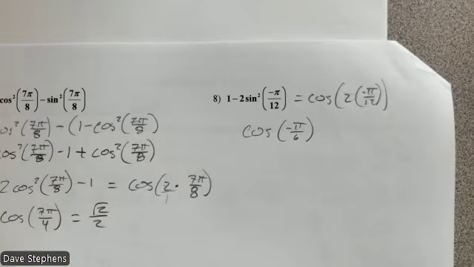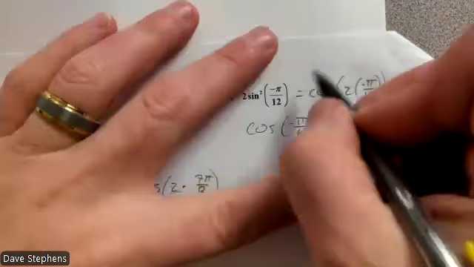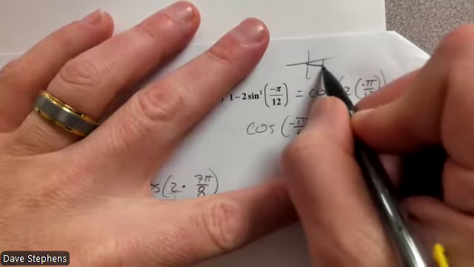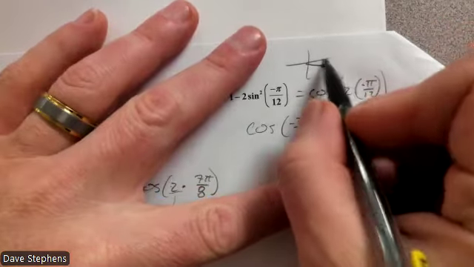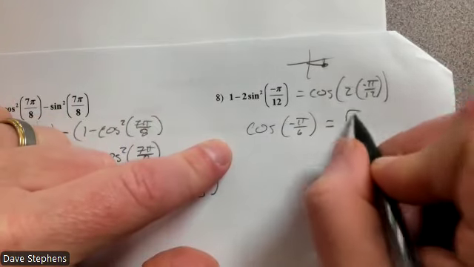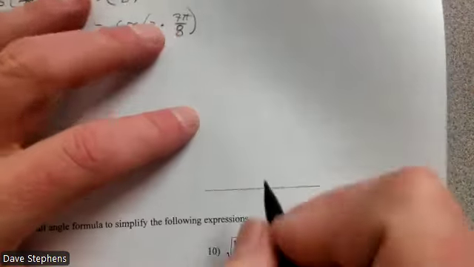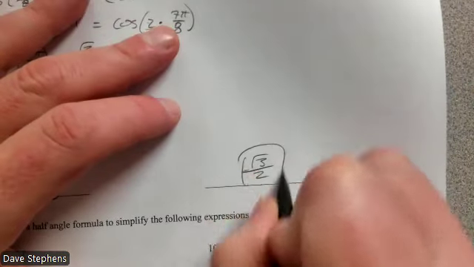Cosine of negative pi over 6. Again, go back in quadrant 4. We're just going down, right? Quadrant 4, we're going down to pi over 6 here. I'm looking for my x value, which is the long side of the 30, 60, 90. So we're looking at root 3 on 2.